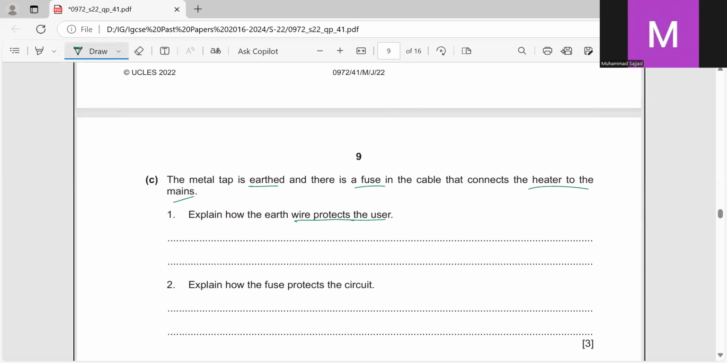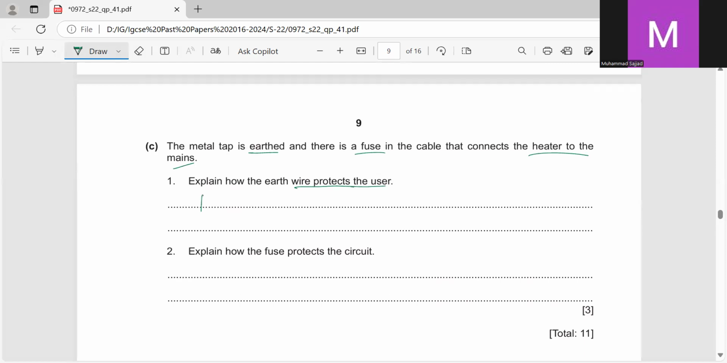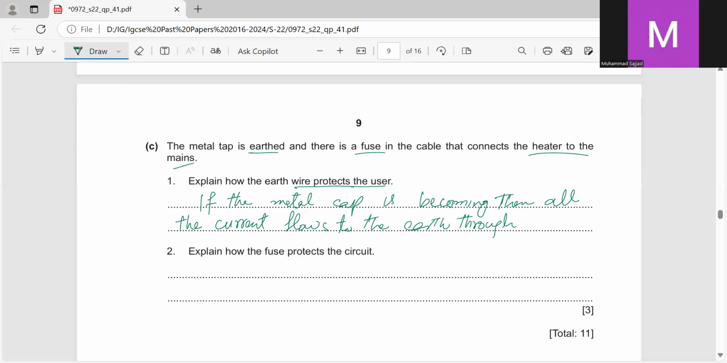Now I will say, I will write these simple words: if the metal cap is becoming live, then all the charge or all the current flows to the earth through the earth wire. So that is the use or benefit of this earth wire.